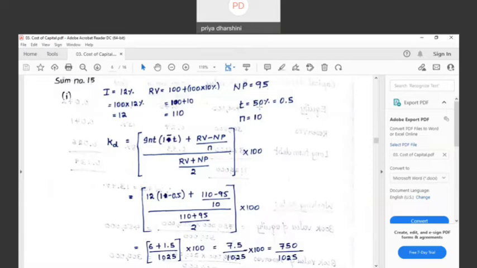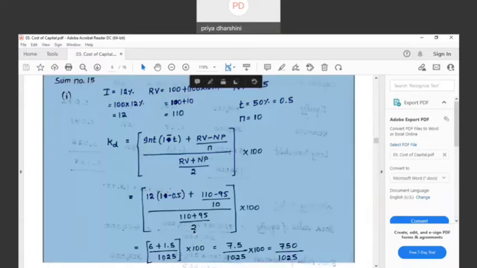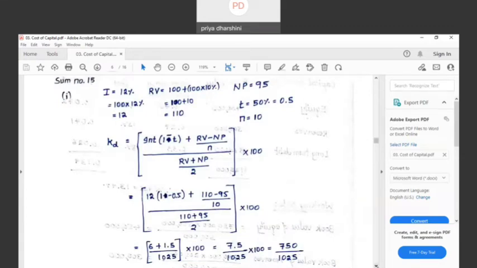Tax rate is 50%, which is given below the note. Both companies are paying income tax at 50%. Life is 10 years. Substitute the values in the formula: interest into 1 minus tax rate plus RB minus NP by N, divided by RB plus NP by 2, into 100. You know interest, which is 12 rupees, into 1 minus 0.5 of tax rate plus RB is 110 minus NP is 95 divided by life of 10. The whole divided by RB plus NP by 2, which is 110 plus 95 by 2, into 100. This will give you the cost of debt.